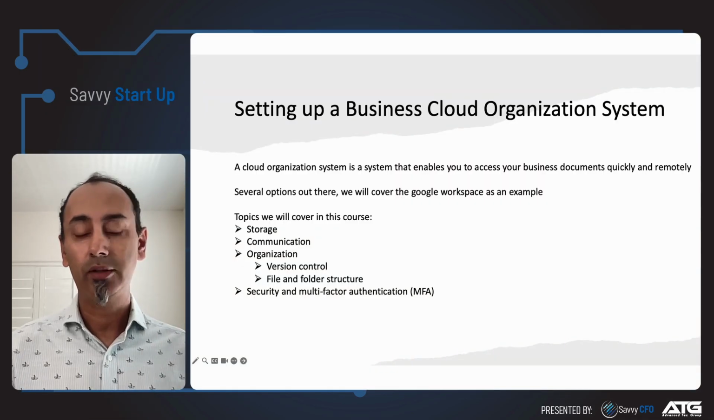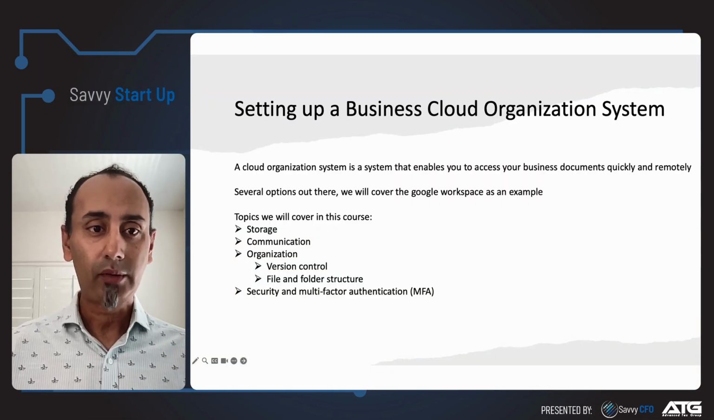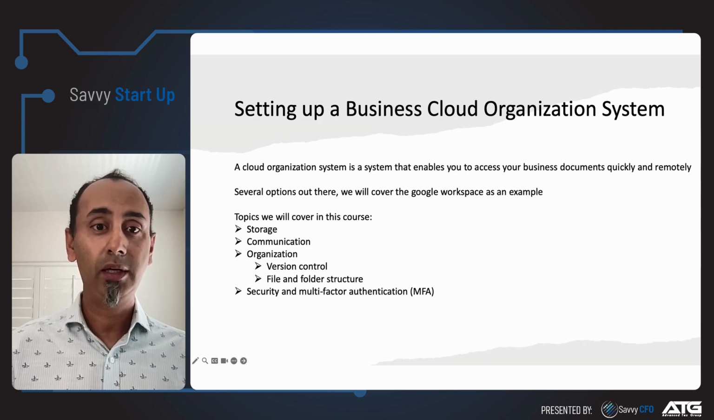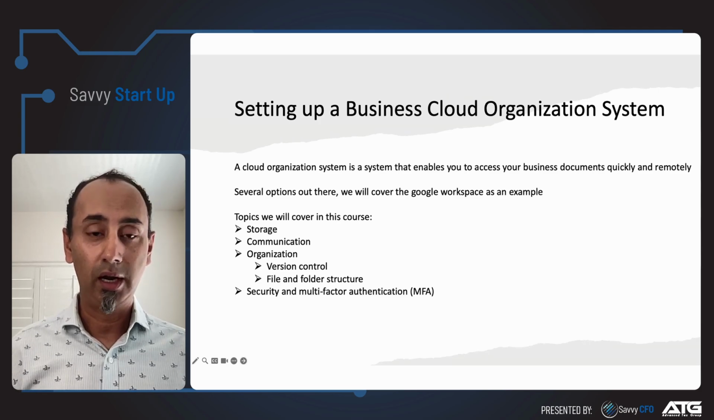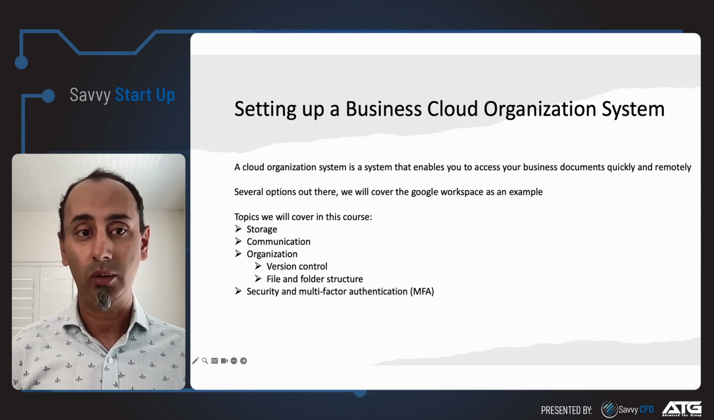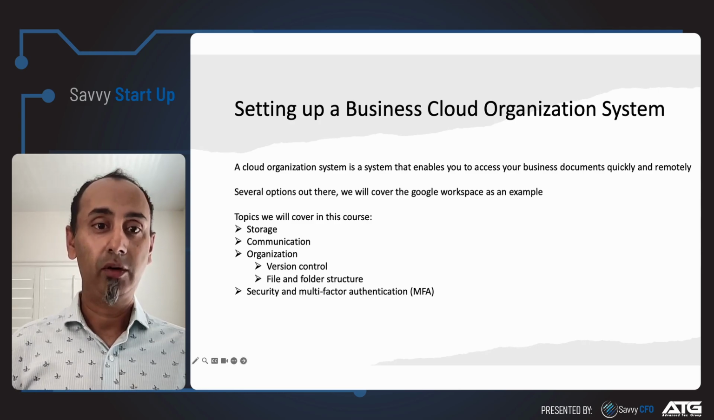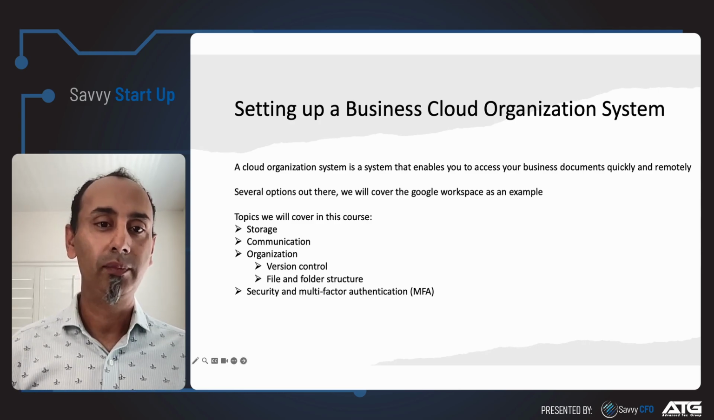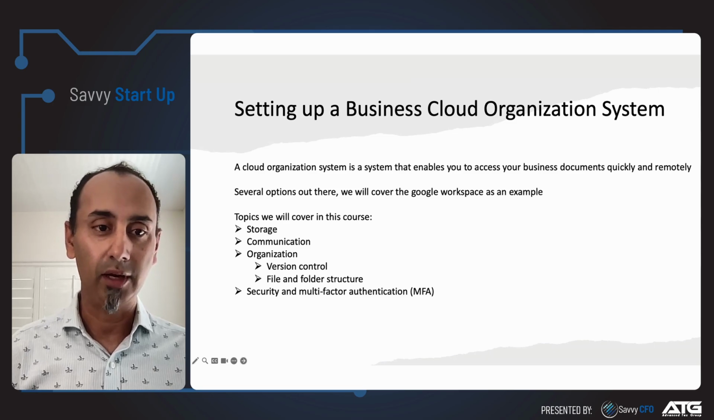So, what are we talking about today? Setting up a business cloud organization system, which is basically something that's available to everyone, and it enables your access to your business documents quickly and remotely. There are several options out there, and we'll cover the Google Workspace as an example.